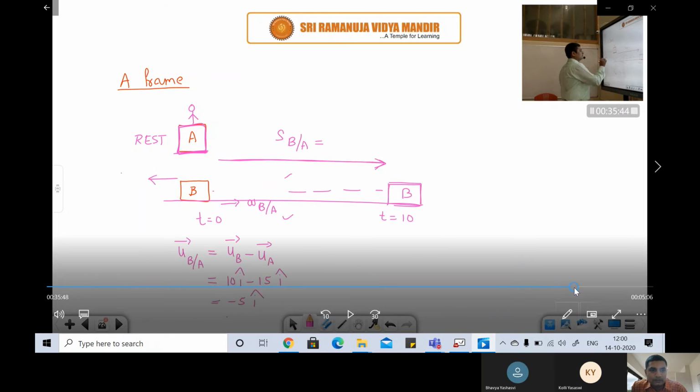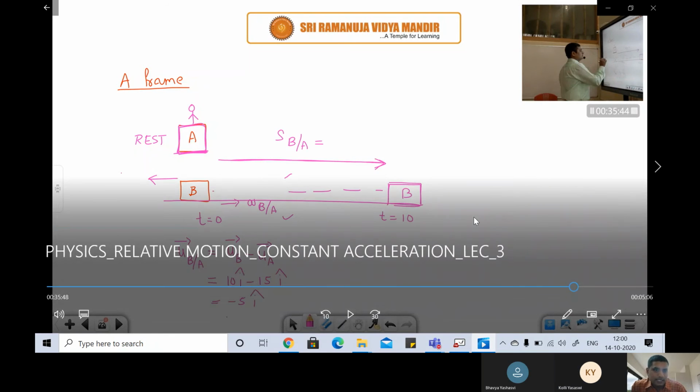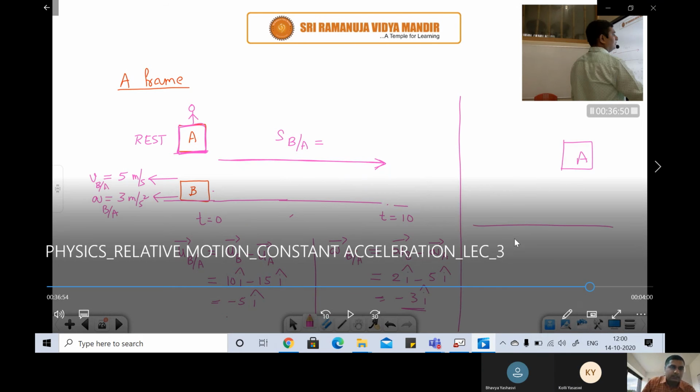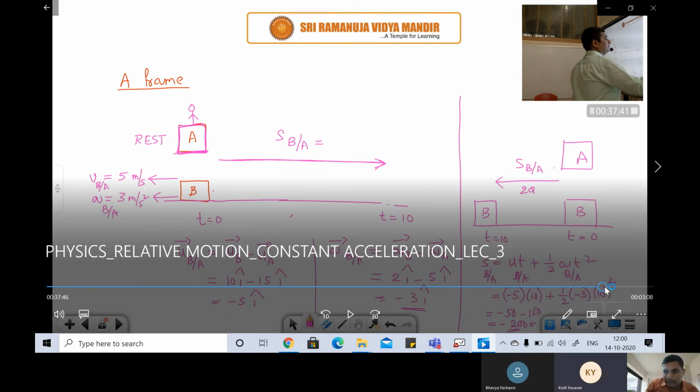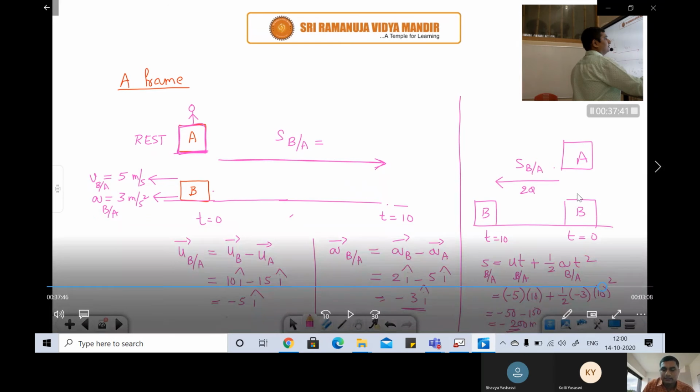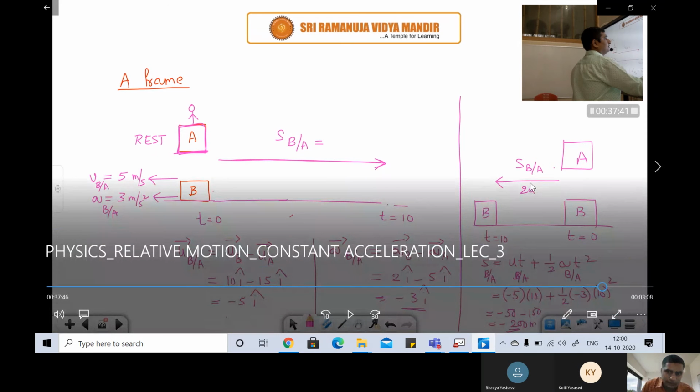If you have doubt, you can solve it from the A frame. See here, same problem. I stood on A, and I'm solving with respect to A. So basically A is not moving. Now B will move. Now calculate velocity of B with respect to A and acceleration of B with respect to A. Now you can see it is moving left side. Doesn't matter, but how much you will get as the answer is what is important. You'll get minus 200. So basically, when you stand on A and observe B, it is having a distance of 200 meters after 10 seconds.